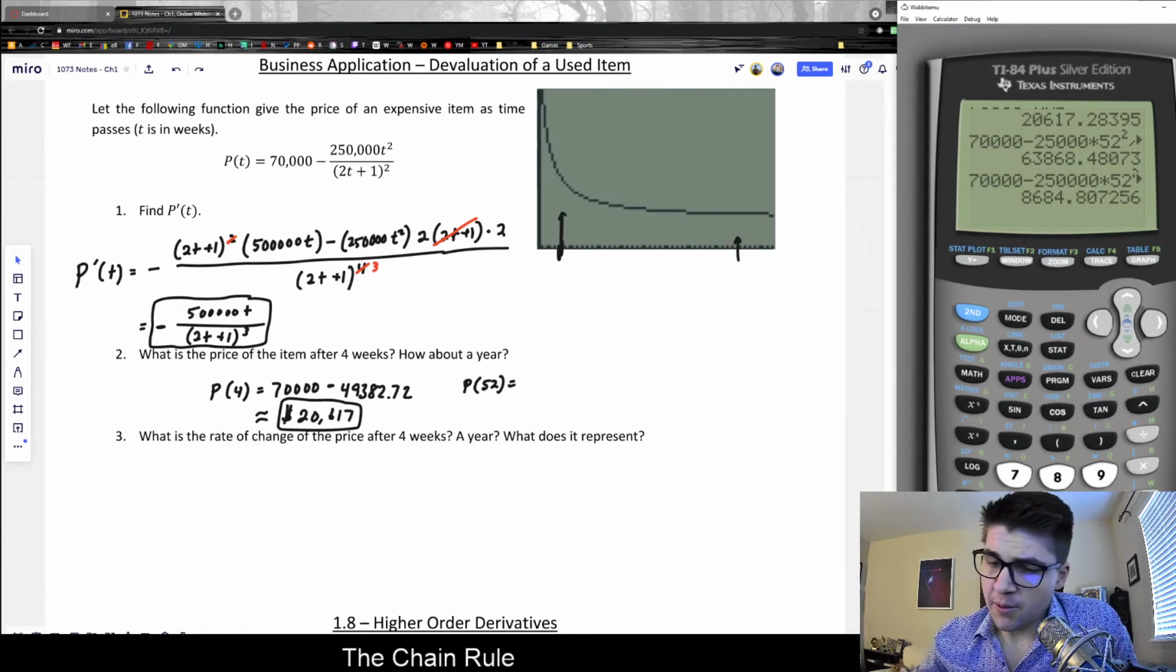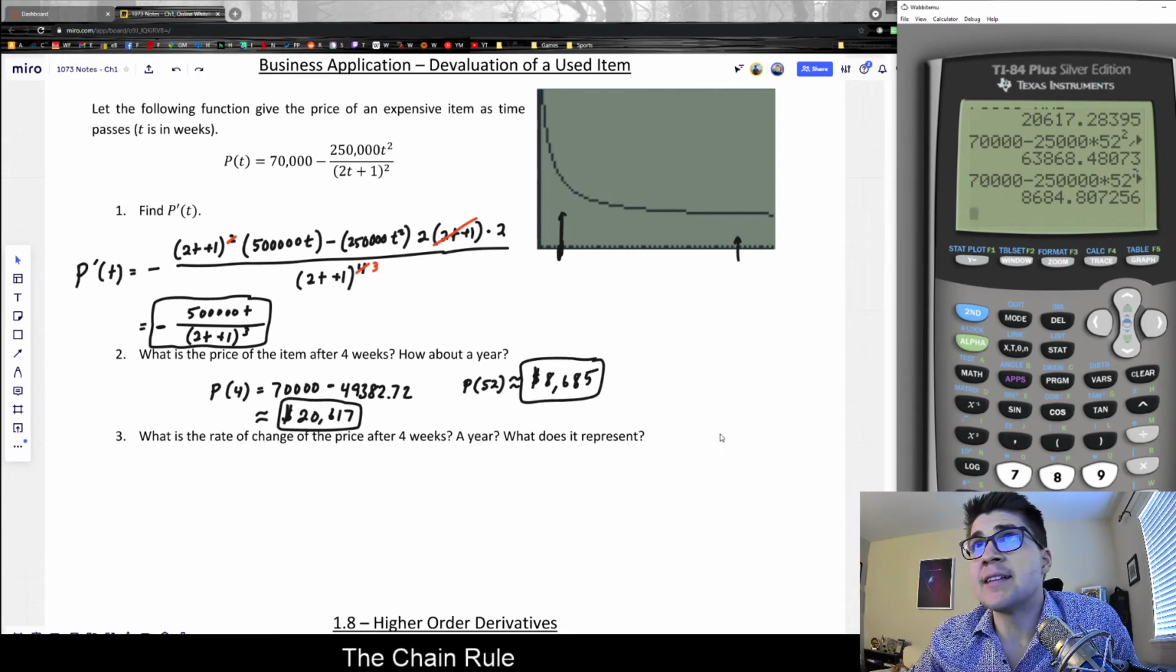And it's going to be worth approximately $8,685 after 1 year. And this might not exactly make sense for an Escalade to be devalued this quickly, but again, some items, the speed at which it decays will change based on what type of item it is. Some items lose their value very quickly, and some take longer. And so that's kind of what brings up the next question.